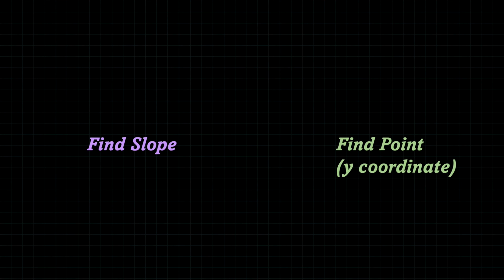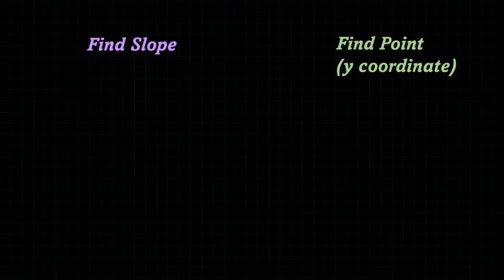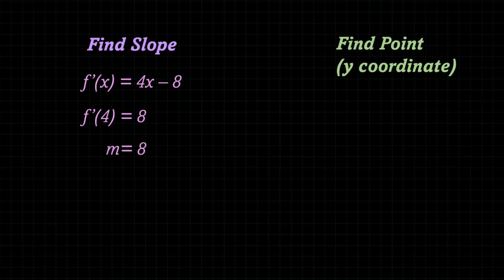All right, let's get to work. So first things first, how do we find the slope? You might be thinking, hold on a second, didn't we just find the slope in the previous example? And the answer is absolutely. So we would find the derivative. We will plug in x as 4 into the derivative to get the slope of 8.